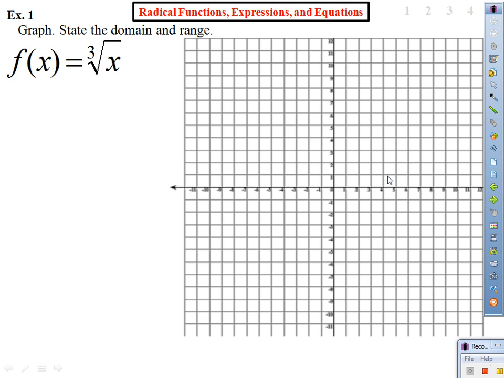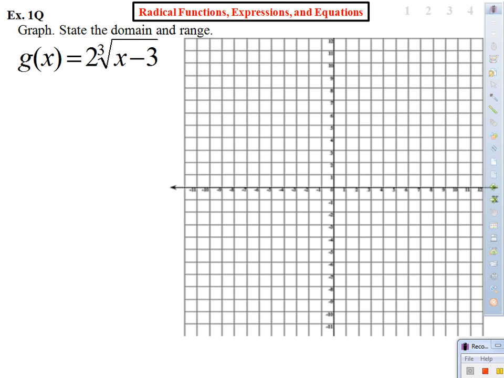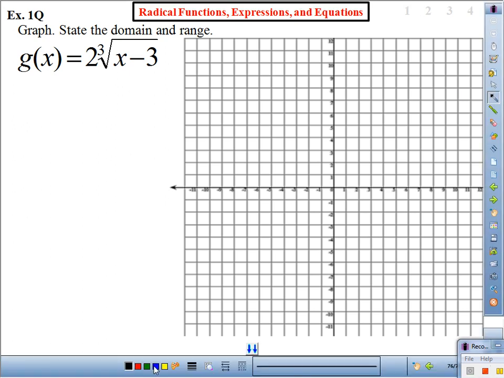Let's move on. Let's go to one of the medium-sized coordinate planes, please. Copy this one at the top left. It reads, graph, state the domain and range, and we have g of x equals 2 times cube root of x minus 3. Before we graph that, I want you to graph the parent function first in blue, which is the one we already know how to graph, yes? The points are (-8, -2), (-1, -1), (0, 0), (1, 1), and (8, 2).